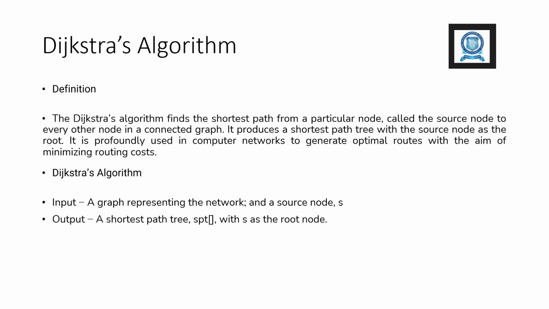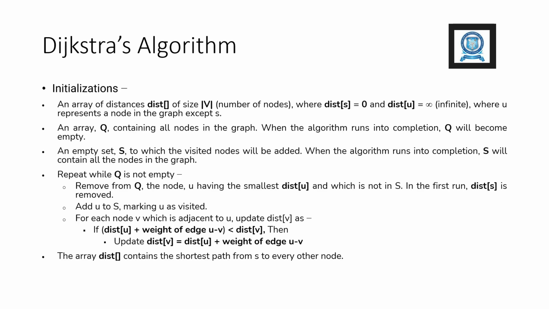Dijkstra's algorithm: Input: a graph representing the network, and a source node S. Output: a shortest path tree SPT with S as the root node. First, the following elements have to be initialized. An array of distances, dist, of size V, where V represents the number of nodes, where dist[S] = 0 and dist[U] = infinity, where U represents a node in the graph except S.